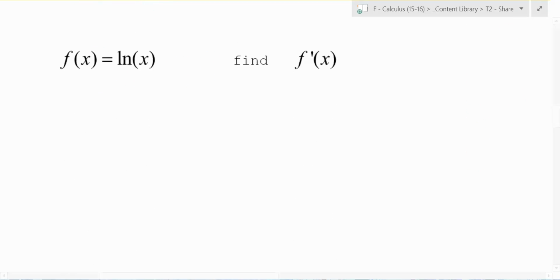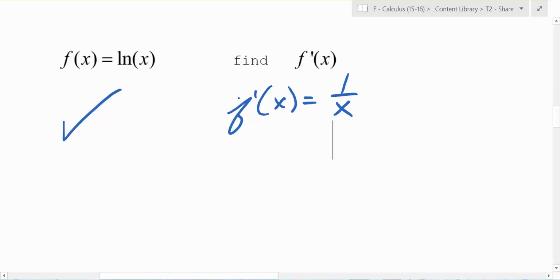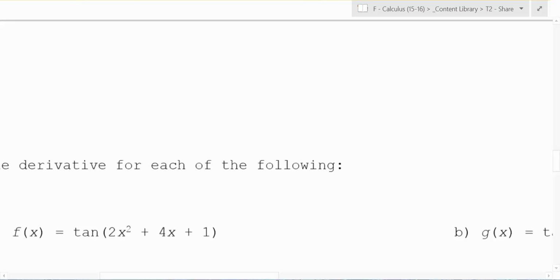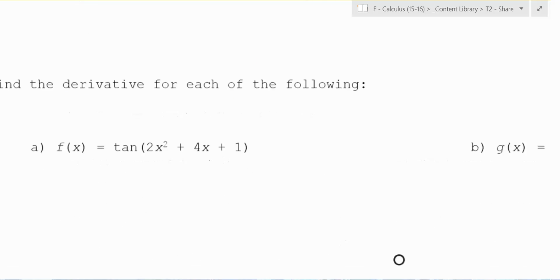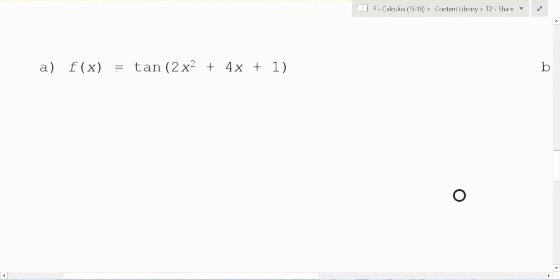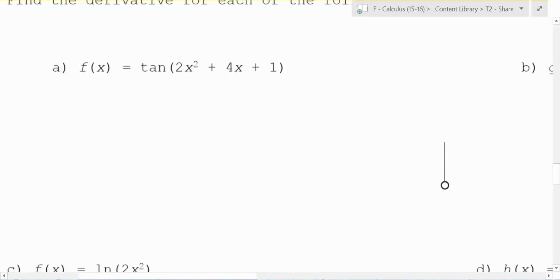So we just did this one. We proved that, and we know that for this case, the derivative is 1 over x. Excellent. So now we can use those two facts in the chain rule. For example, this one right here. What's the outer function? Tangent is the overall function.